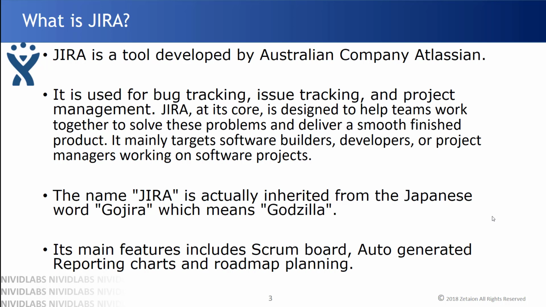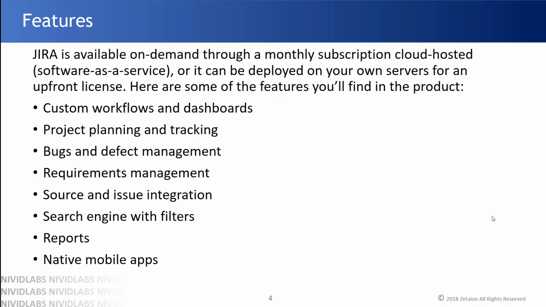Jira is derived from the word Gojira, from Japanese, which means Godzilla. Its main features are a Scrum board, auto-generated report charts, and also planning the project. Jira is available on the cloud, or we can also install it on our own servers if required.